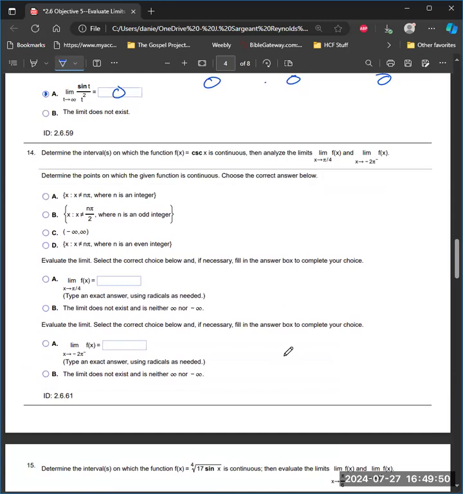Determine the intervals for which cosecant is continuous. Well, it's continuous everywhere where sine is not 0. Sine is 0 at multiples of pi. So x is not equal to n pi, where n is an integer.